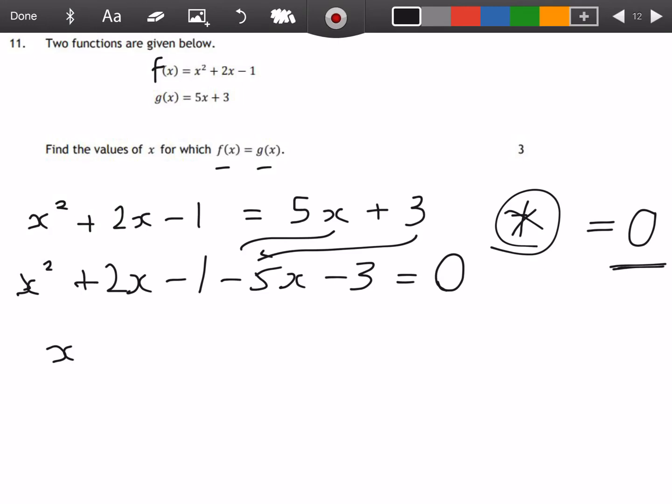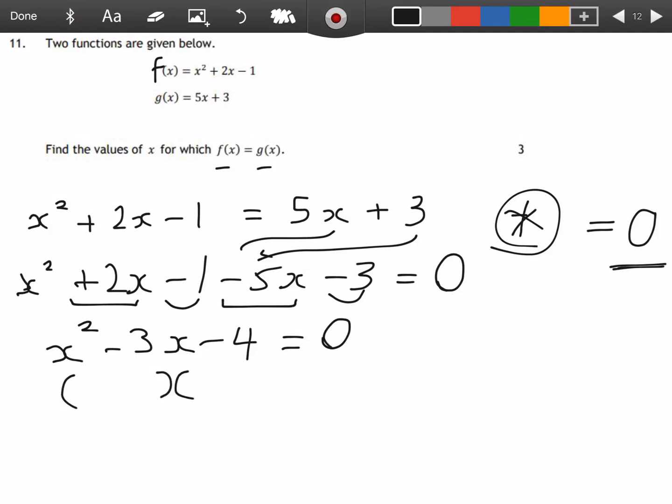We need to tidy it up a wee bit, don't leave it like that. Plus 2x minus 5x is going to be minus 3x. Positive 2 take 5. Minus 1 minus 3 is minus 4. That's much better. And how do we solve this? We solve this by factorising.